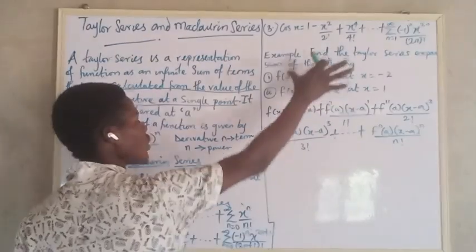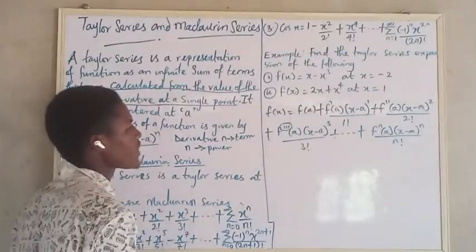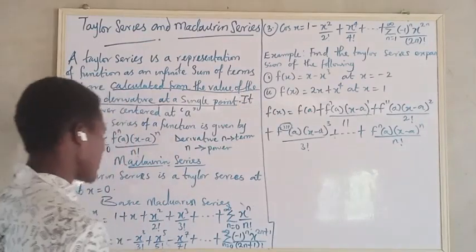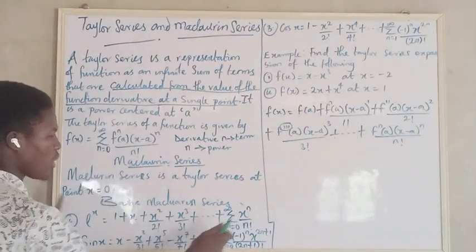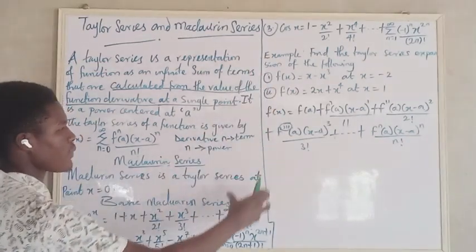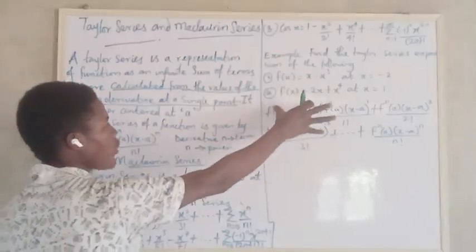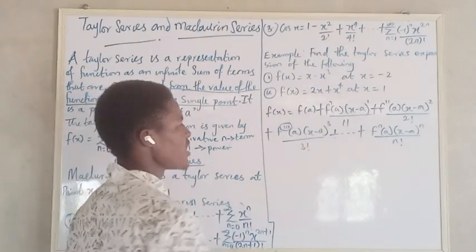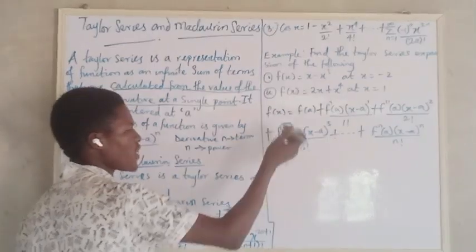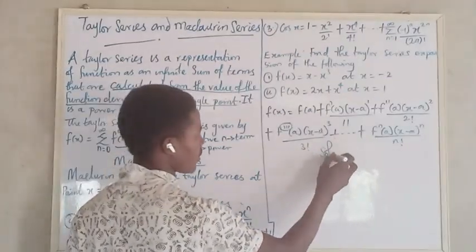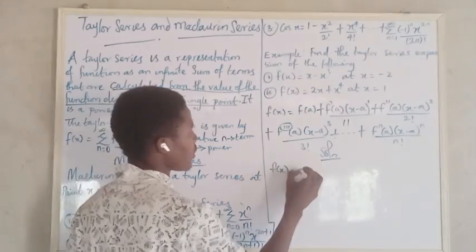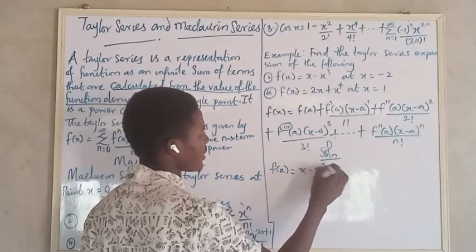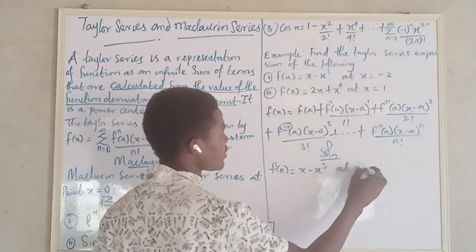So we want to do some examples on Taylor series now. In my next class, I'll be talking about the basic Maclaurin series, and I'll be showing you how you can solve these 3 examples out. But for today, we want to focus on this Taylor series expansion. Alright, so for the first example, we have f of x equal to x minus x raised to power 3 at x equals minus 2.